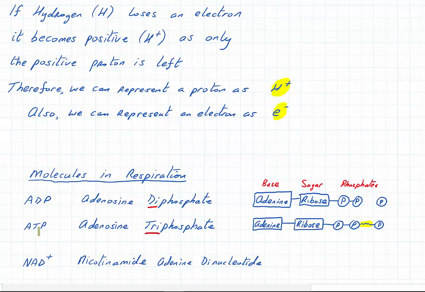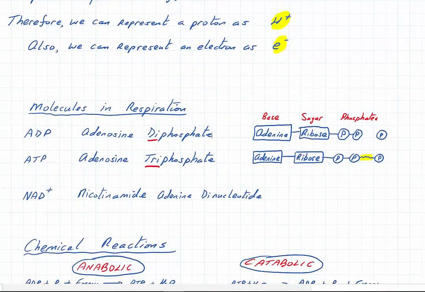Another molecule that you need to know about is the NAD+ molecule. The plus again symbolizes the fact that it's a molecule that has lost an electron. The NAD stands for nicotinamide adenine dinucleotide, and we'll be talking more about that in the next section, which I'm going to go on to now.